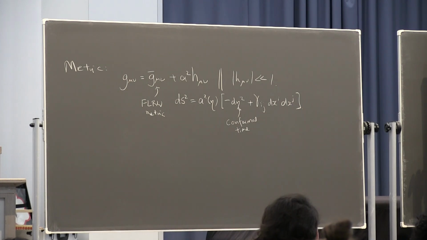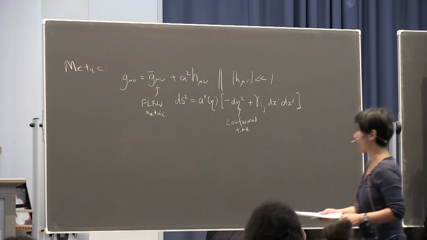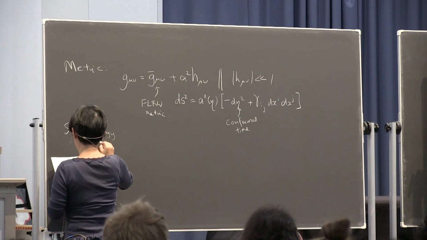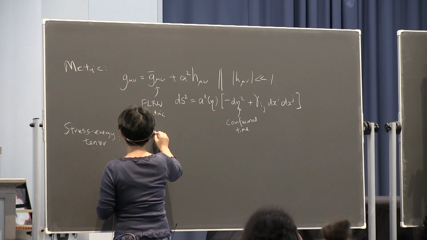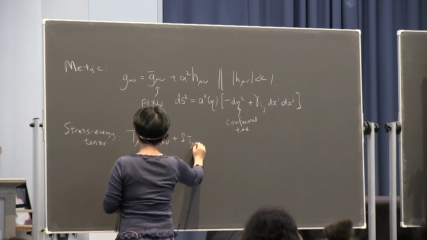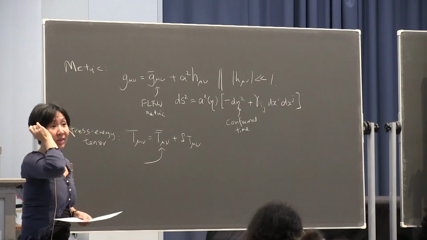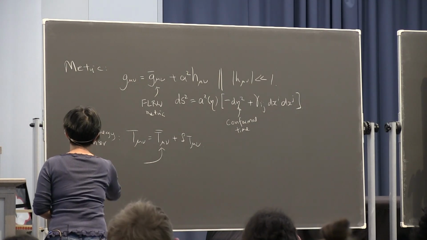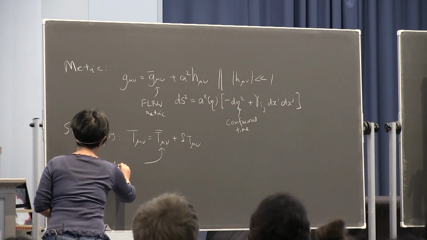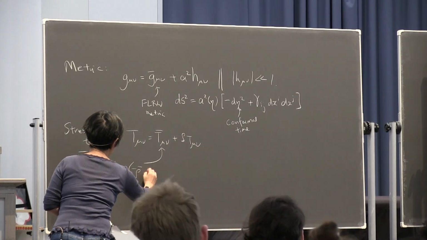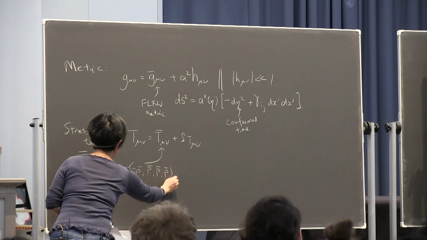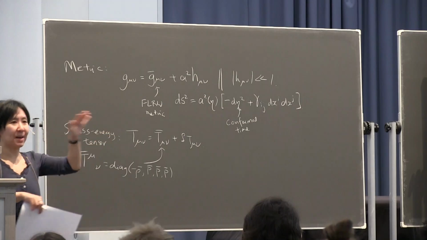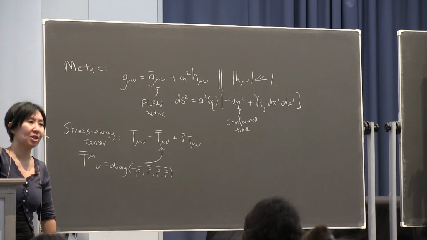Now, we can split the metric like that. I can also split the stress energy tensor in exactly the same manner. I write T mu nu as T-bar mu nu plus delta T mu nu, and again, the T-bar mu nu is exactly the homogeneous isotropic stress energy tensor that we used last week. So in other words, T-bar mu nu is equal to diagonal of minus rho-bar, P-bar, P-bar, P-bar, in my metric convention, which is minus plus plus plus. The bar indicates that it's the average. Whenever I write a bar, it's basically referring to whatever is happening in the homogeneous isotropic part.